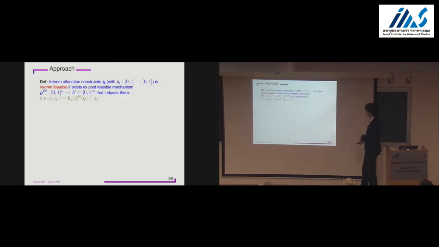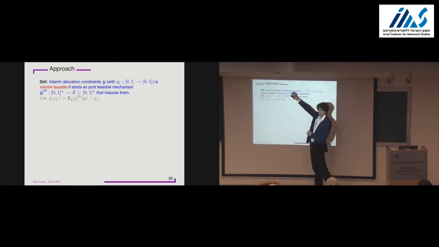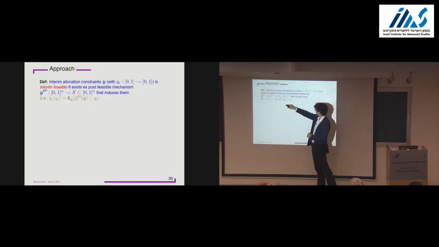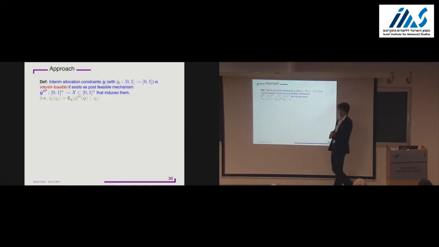Okay, so here's the approach. I'm going to define a profile of interim allocation constraints for my n agents to be one allocation constraint for each player. I'm going to call it interim feasible if there exists an ex post feasible mechanism which, on that distribution, induces this profile of interim allocation constraints.